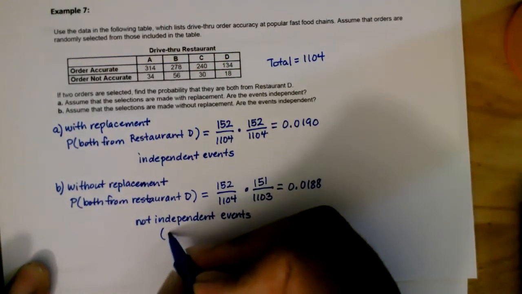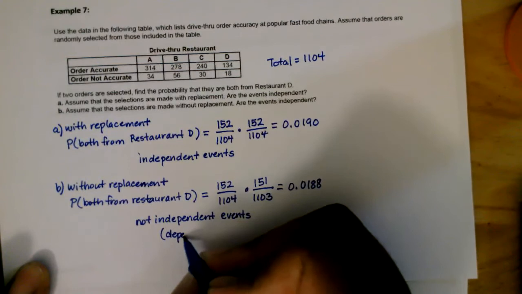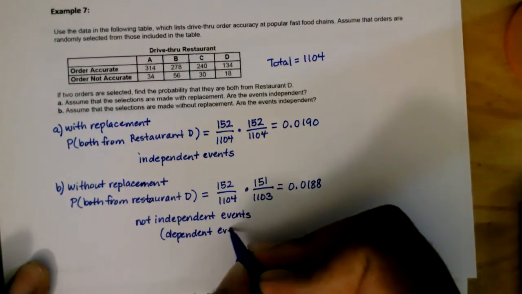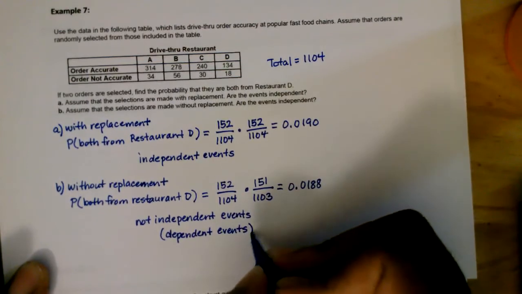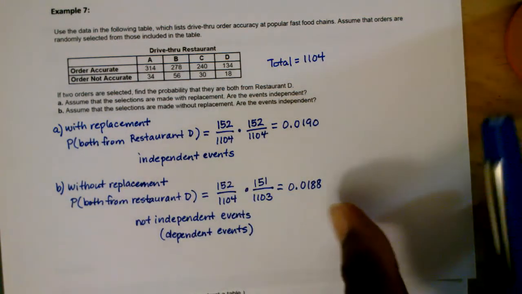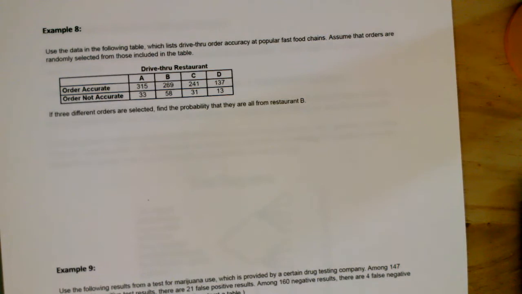And if they're not independent events, obviously they have to be dependent events. Okay. And take a look at this example.